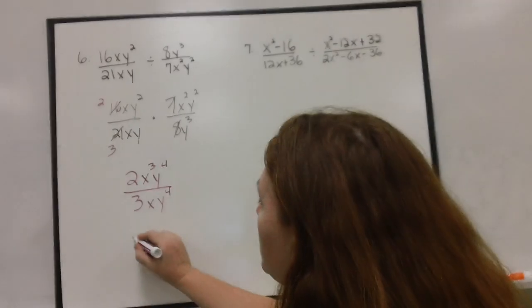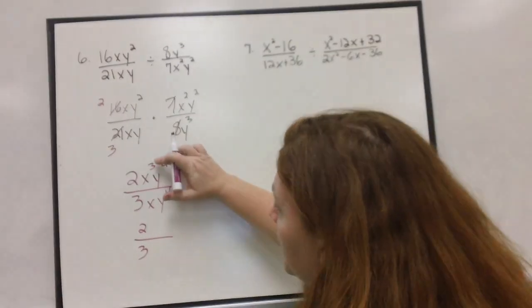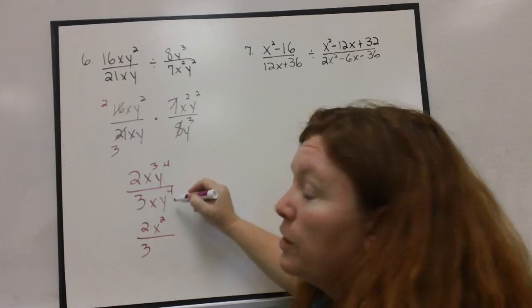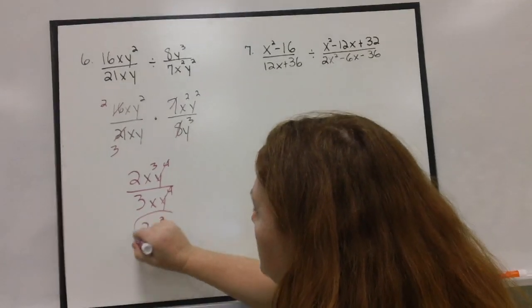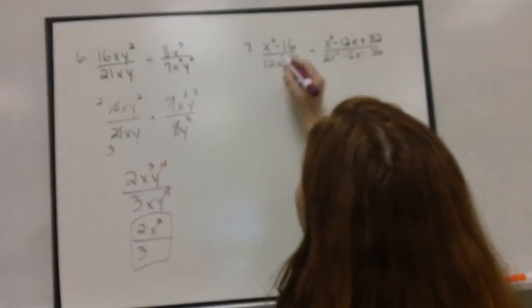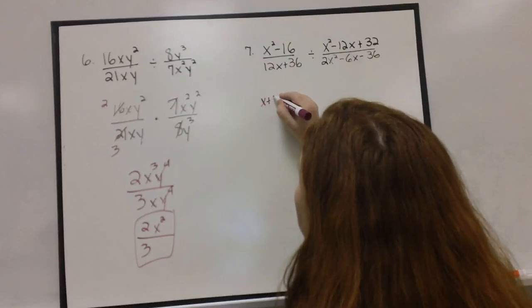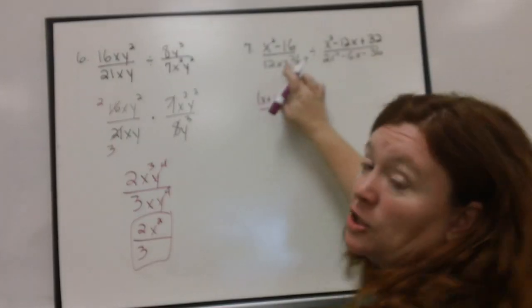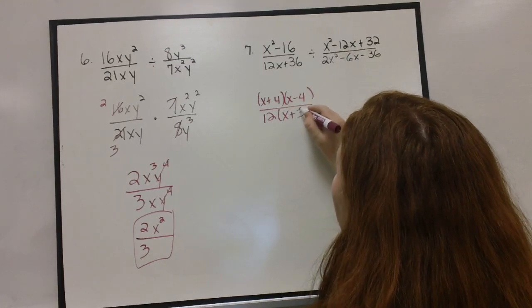And then now I can just simplify. Remember, when you divide, you subtract powers. X to the 3rd divided by x to the 1 is an x to the 2nd. Y to the 4th divided by y to the 4th is a y to the 0. In other words, they'll cancel out. And that is my answer. But let's do one of the full out ones real quick. Last one. Difference of 2 perfect squares. X squared minus 16 is x plus 4 times x minus 4. Common factor of 12. 12 times x plus 3.